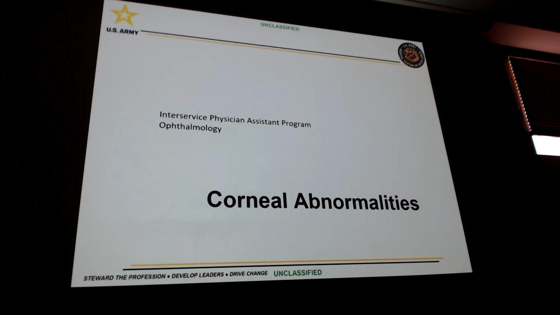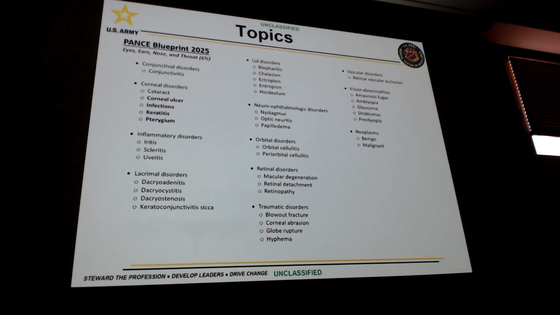All right, so we're going to start with the cornea in this first lecture. Here's what's on the PANTS blueprint. Under the corneal disorders, cataract is listed. That's not a corneal disorder, but that's how the PANTS blueprint lists things. Cataract is a lens disorder. I don't know why they put it in cornea, but we're not going to talk about cataracts because it's not a corneal disorder. We'll talk about that later on today in a different lecture.